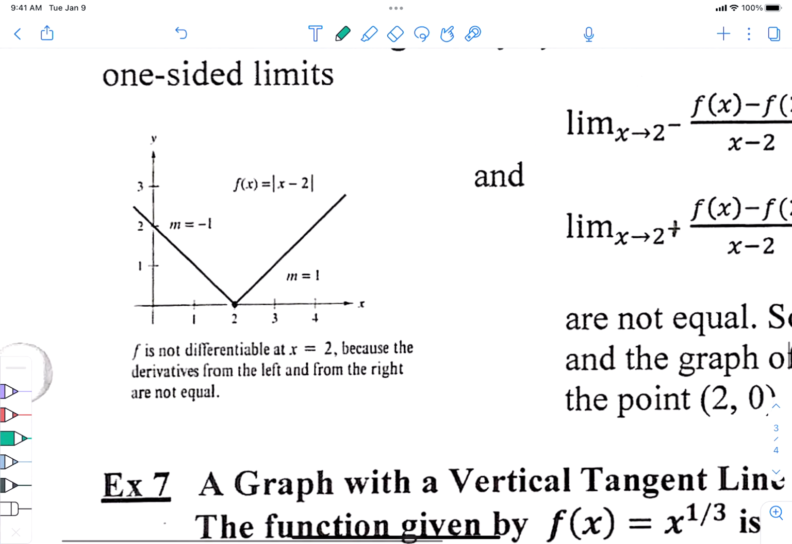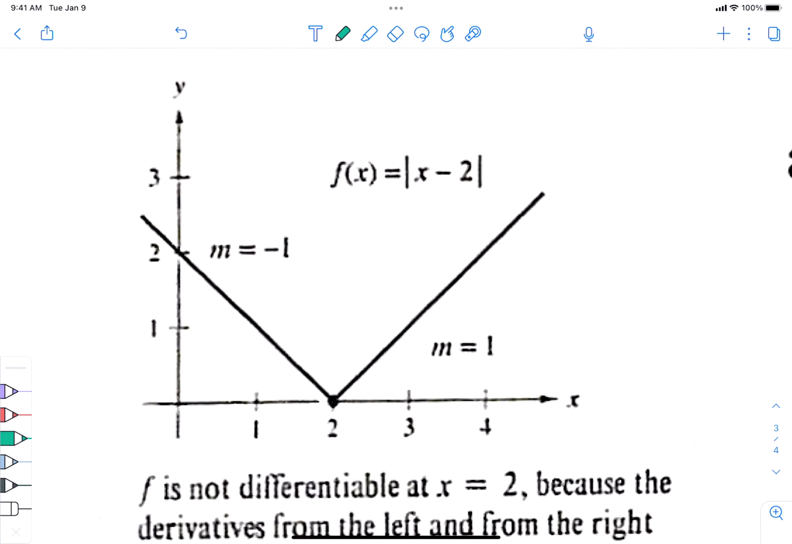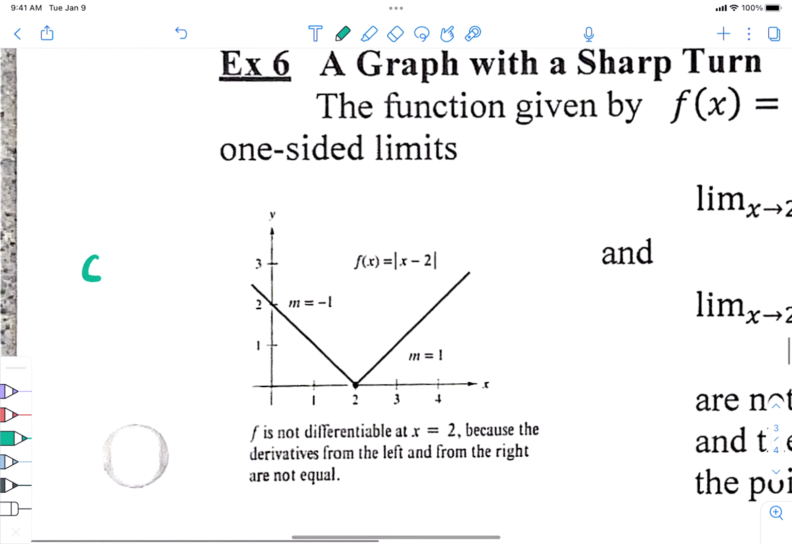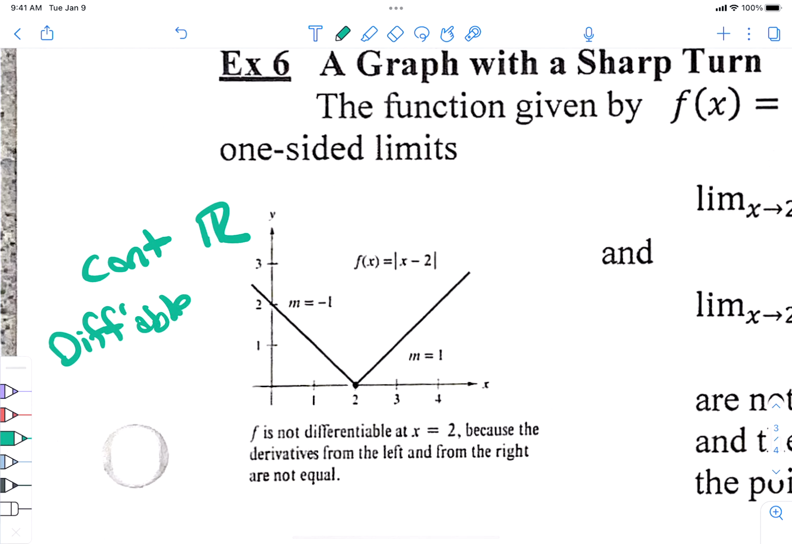Down here, if I look at this graph right here, is that continuous everywhere? Does it have a value for every x coordinate? Yes. So this guy is continuous on all reals. But can you take the derivative at every place? No. So I'm going to say it's diffable, my shorthand for differentiable, on all reals except x equals 2. I cannot find the derivative at 2 because it's a sharp corner, right?